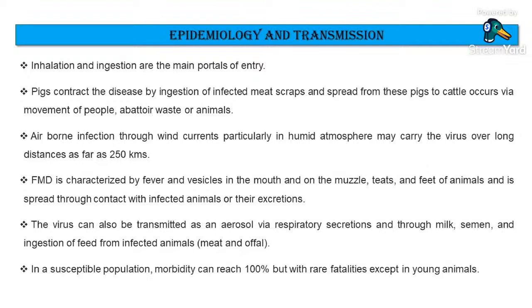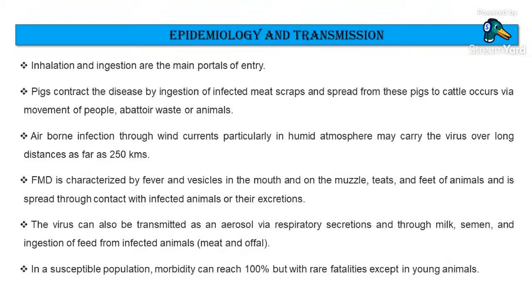Now, the symptoms, the characteristics which we can see in FMD. Whenever an animal is affected by FMD, there is fever, and the vesicles, the blisters, appear inside the mouth, on the muzzle, on the teeth, and on the feet of the animal. These are the clinical signs which we can see whenever the animal is affected. Besides, there is salivation, ptyalism, extra salivation, lacrimation, and other clinical signs are also there.